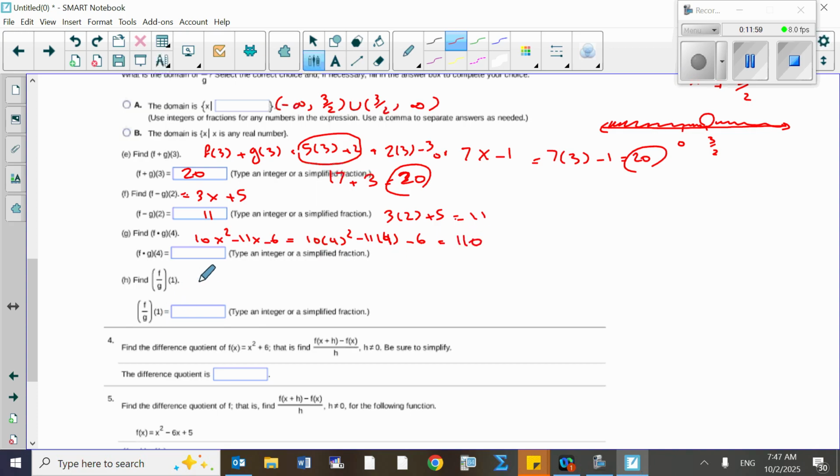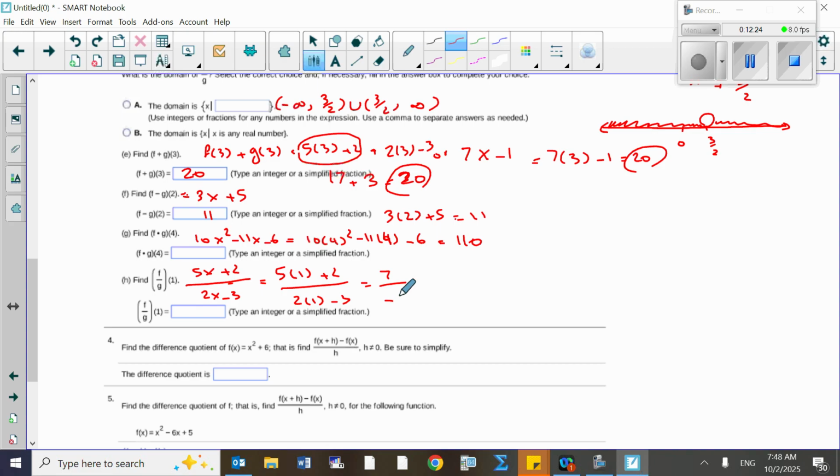f divided by g. Well, the function was, let me write that again for you, (5x + 2) over (2x - 3). So just plug in 1 for x. So this will be 5 times 1 plus 2, and 2 times 1 minus 3.